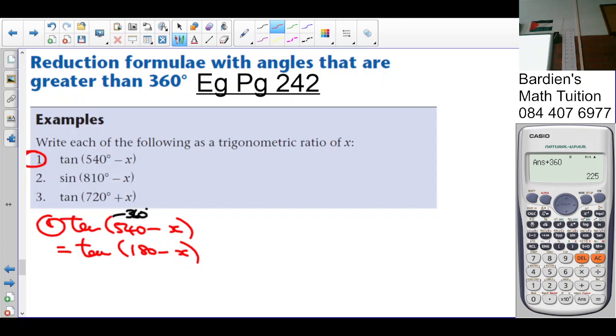Now again, we're familiar with this here, not so? So you ask yourselves, which quadrant is that in? Second quadrant. Where are sine, cos and tan positive and negative in that quadrant? So it's negative tan x. You all understand? Right, do number 2 for me quickly.